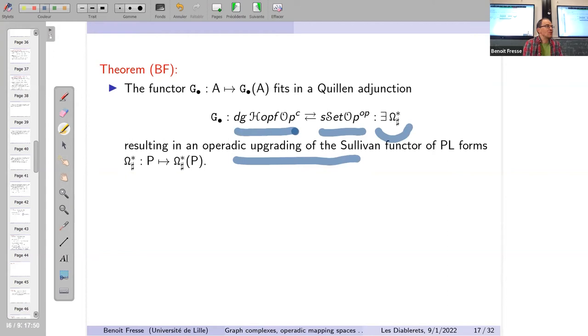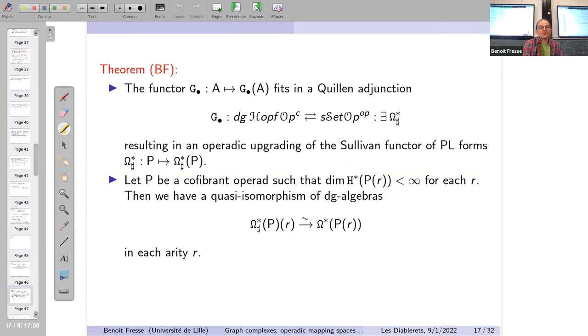Okay, so you get a model, and what you just have to check is that if you forget about the structure operations of your coperad or operad, and you consider the collection of DG commutative algebras that underlies the model of an operad in simplicial sets, then you get commutative DG algebras that are quasi-isomorphic to the Sullivan model of the spaces P(r) underlying P. Okay. So this means that up to homotopy, if you forget operad structures, you really retrieve the Sullivan model. And this says that you get a good result.